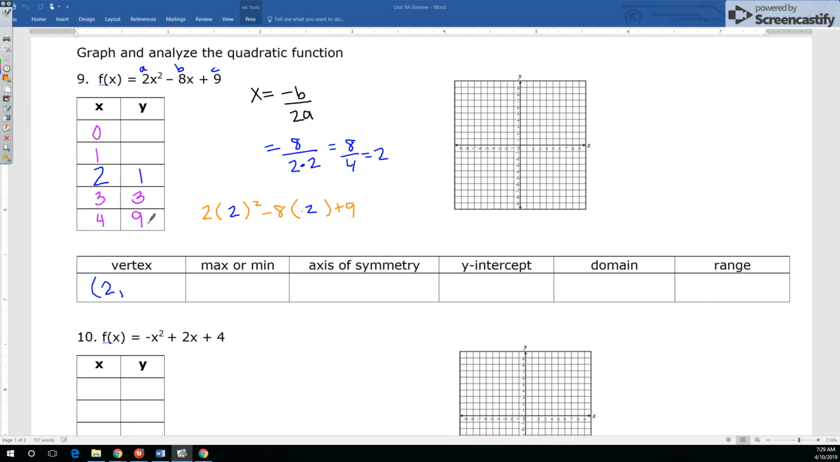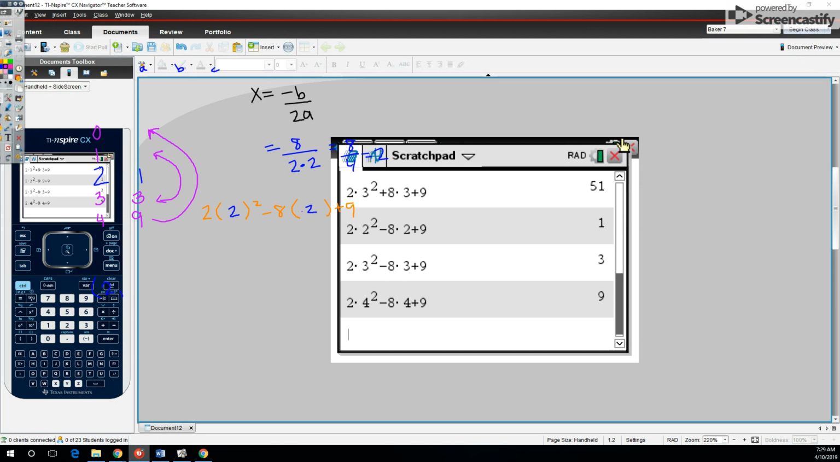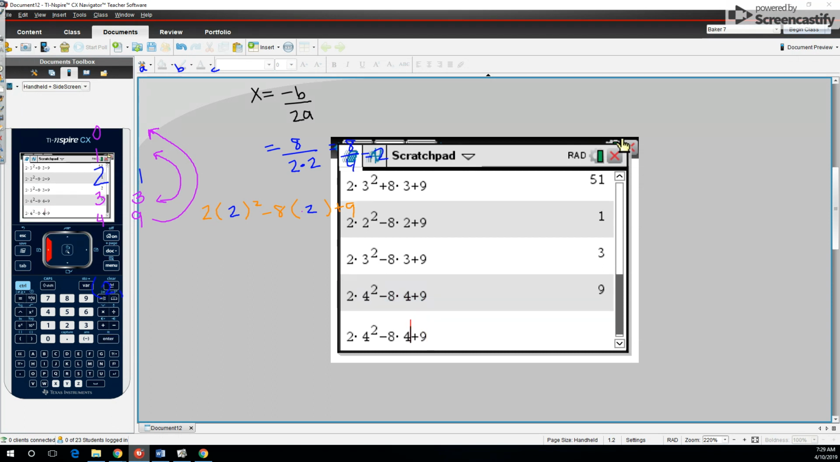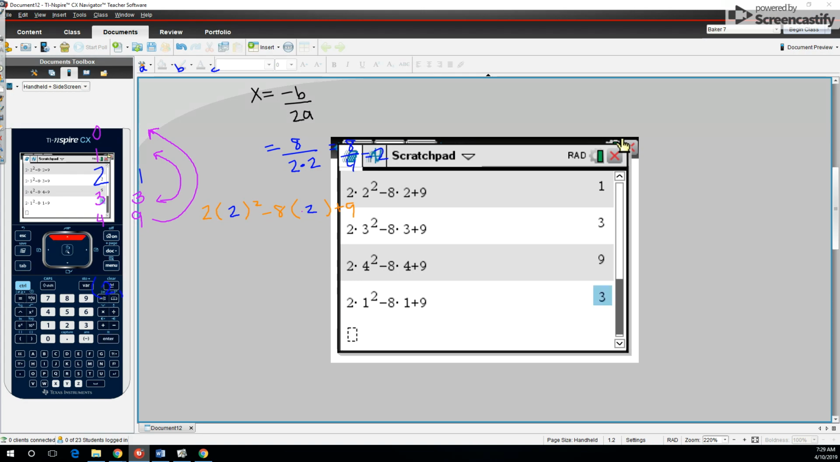Now, because of symmetry, these 2 should be the same and these 2 should be the same, but I'm just going to make sure. So I'm going to go back to my calculator and I'm changing to a 1.